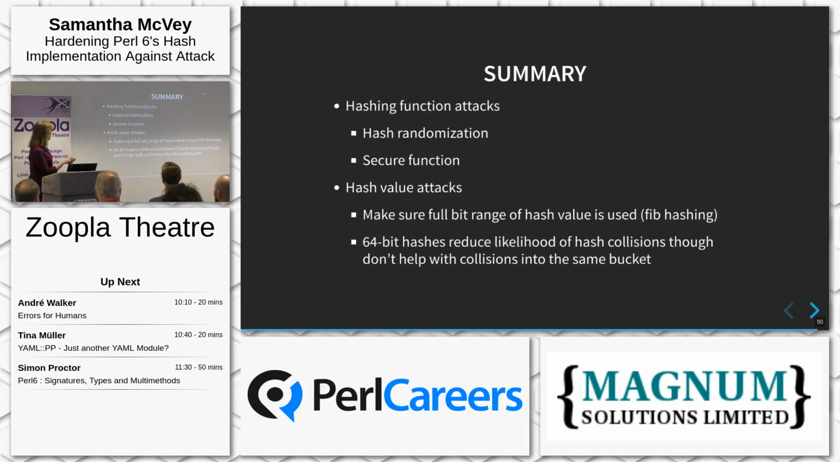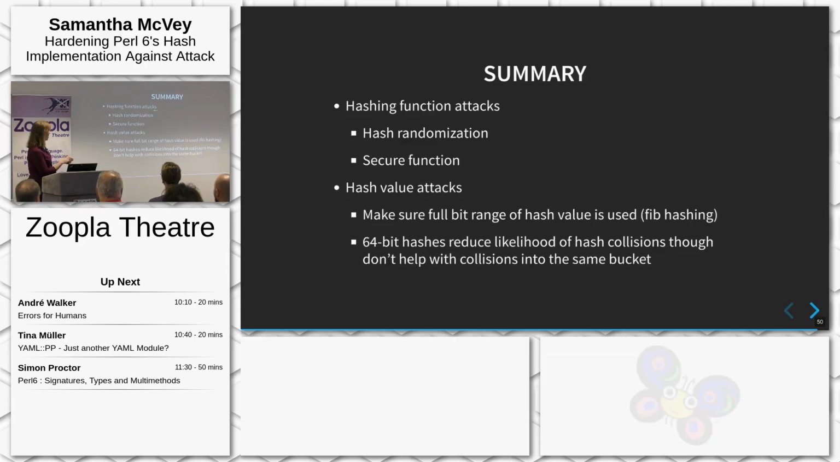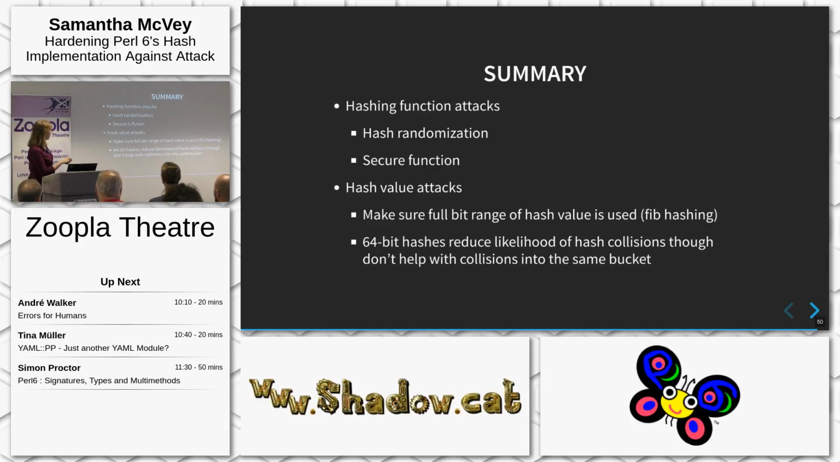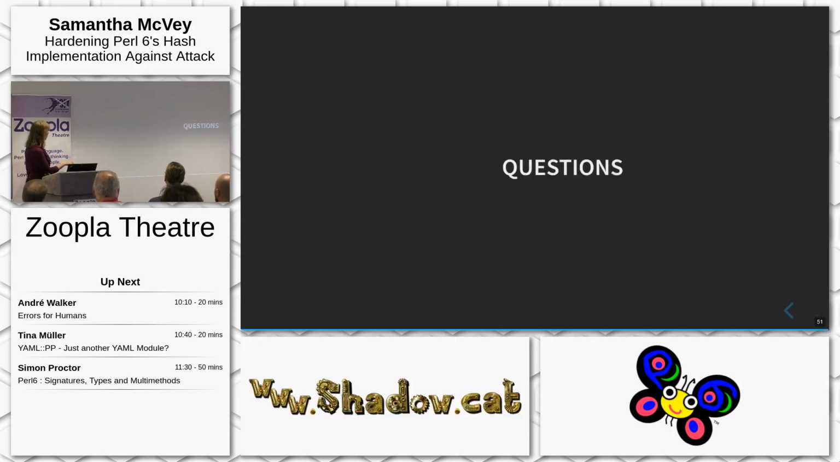This is just a little summary about hash randomization and attacks against the function itself. You want to make sure the function is reasonably secure. You want to make sure to use the whole range of the hash value, because why are you generating 64 bits if you're not going to use them? And 64-bit hashes reduce the likelihood of collisions, though they don't help with collisions in the same bucket, and you're hopefully using the whole value to determine the hash bucket to try and mitigate that.